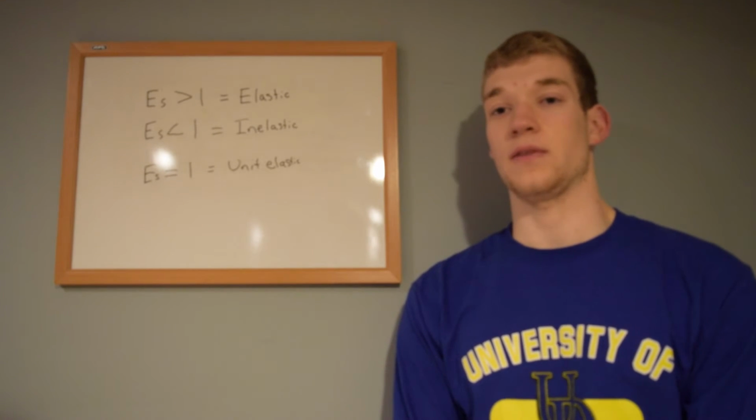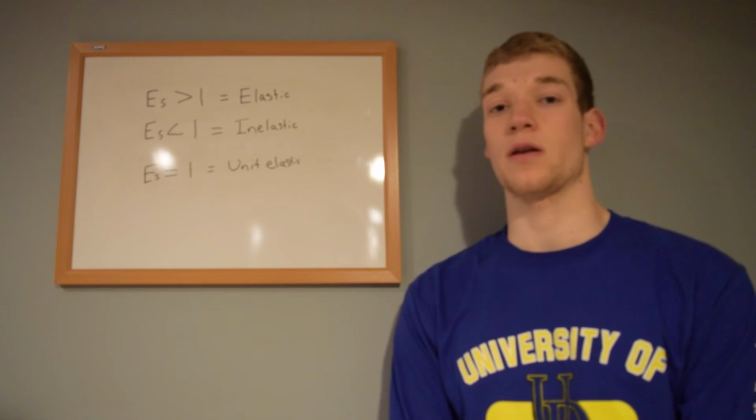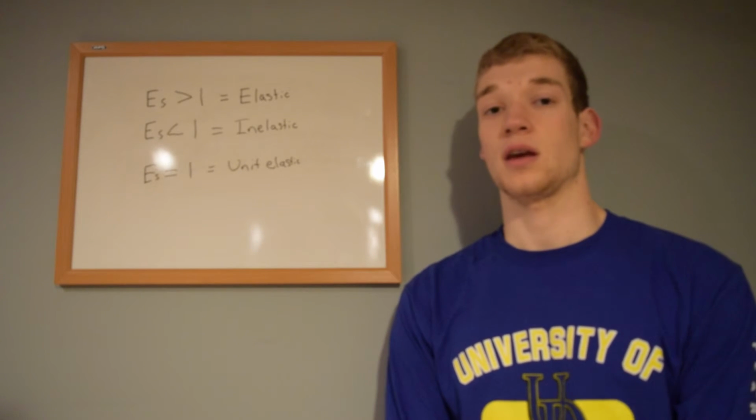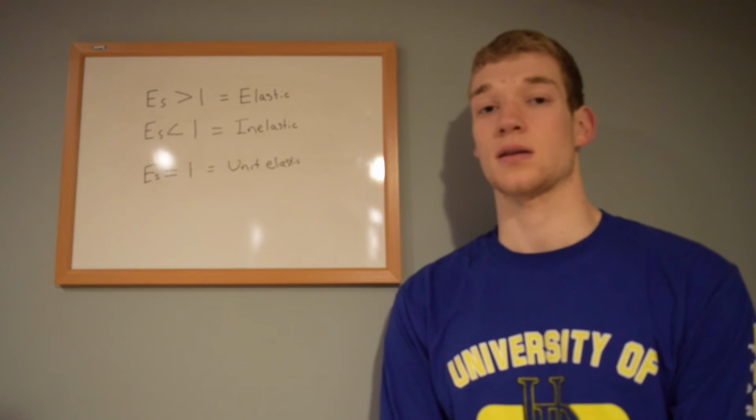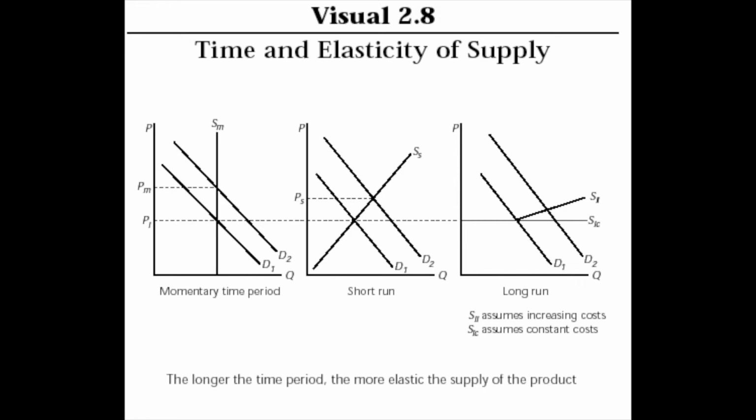Like demand, if the elasticity coefficient of supply is greater than 1, it is elastic. If it is less than 1, it's inelastic, and if it is equal to 1, it's unit elastic. During the market period, there is insufficient time to change output, so supply is perfectly inelastic. During the short run, plant capacity is fixed, but changing the intensity of its use can alter output. Supply is more elastic. And during the long run, all desired adjustments, including changes in plant capacity, can be made, and supply becomes still more elastic.